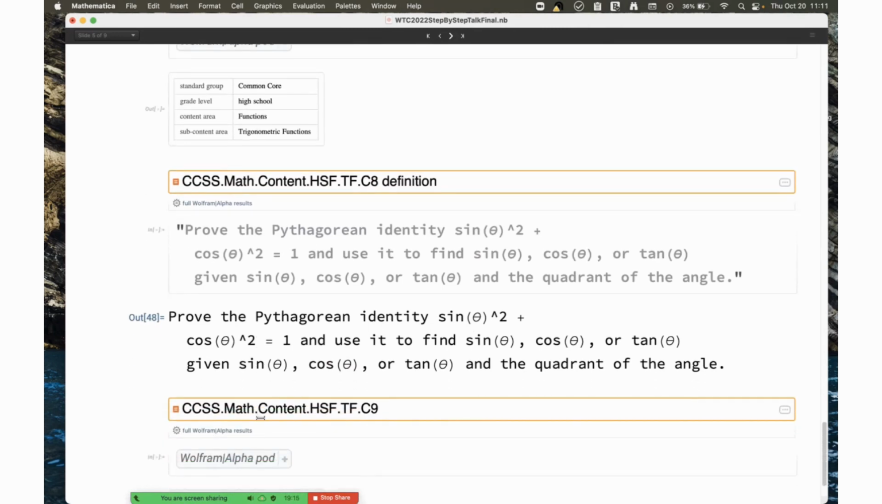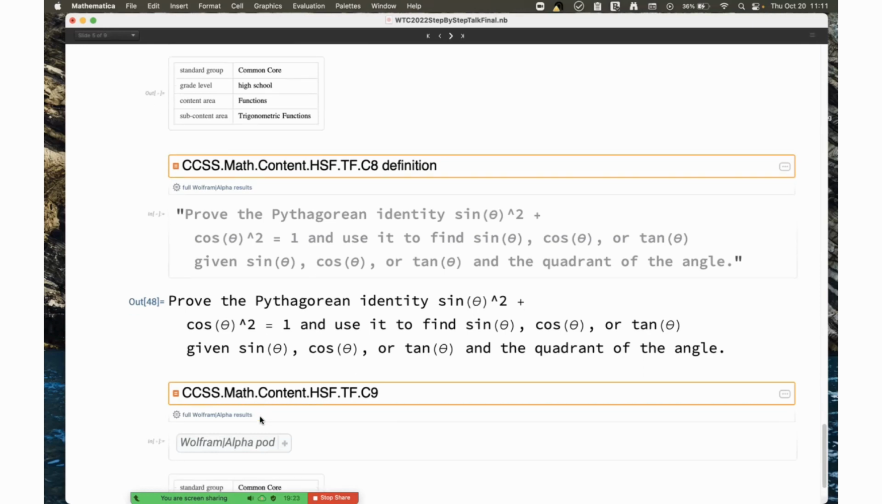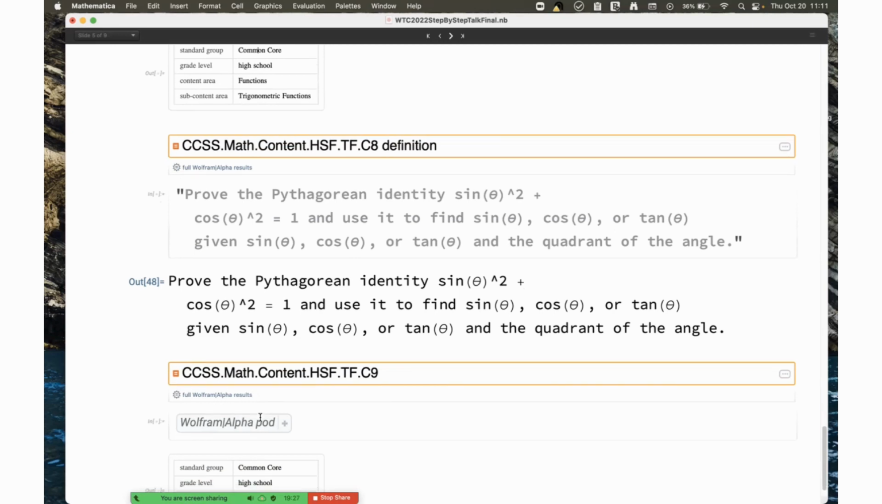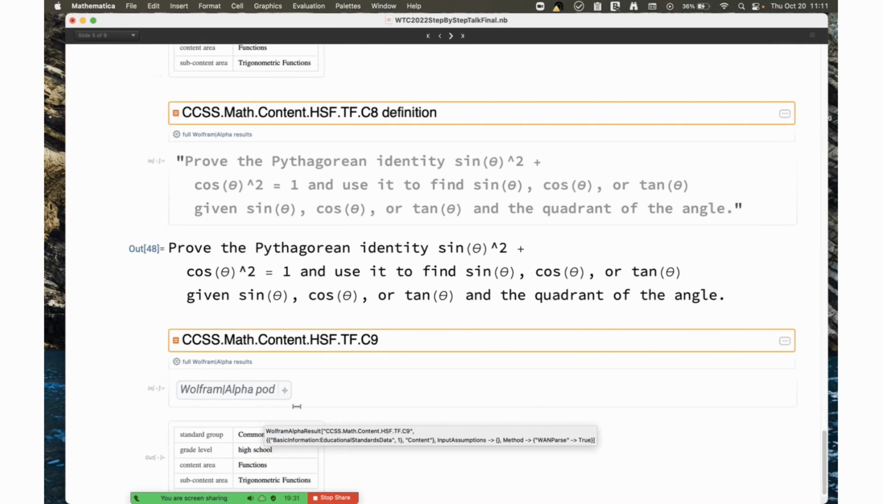So we can get information on the Pythagorean identity of sine of theta squared plus cosine of theta squared equals 1. And then, as mentioned earlier, we can use that to find various other Pythagorean identities. And then we also have another standard here for the Common Core.